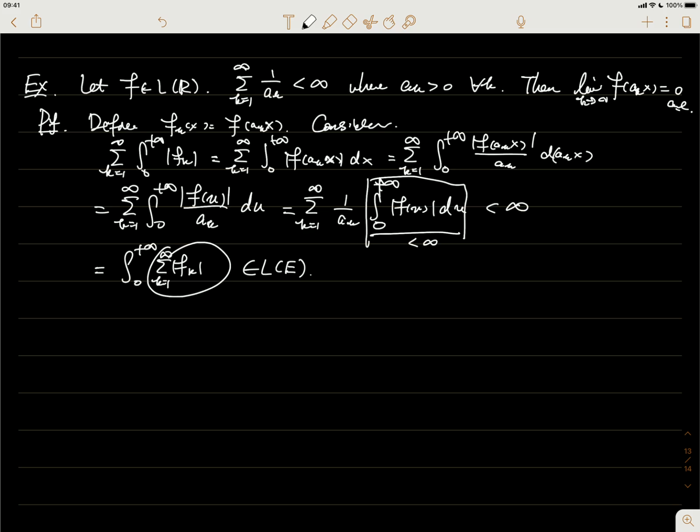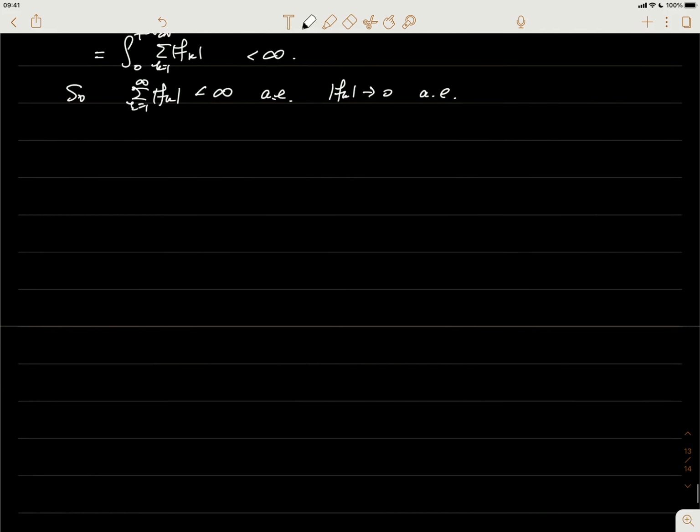And this also means that fk itself converges to 0 almost everywhere. I'm not really rigorous here, but we know that this is finite, and therefore this holds almost everywhere, and this means that fk converges to 0 almost everywhere. Okay, and this definitely applies to fk itself converging to 0 almost everywhere. All right.